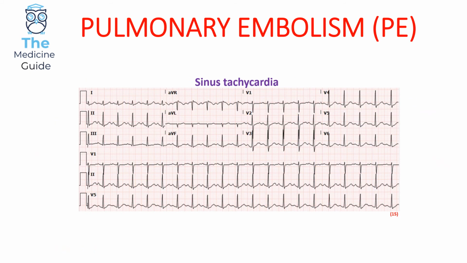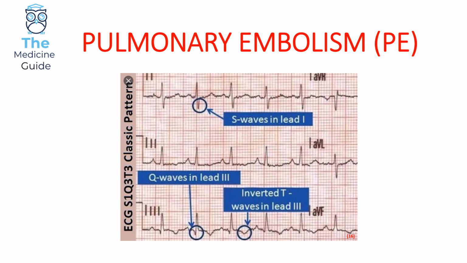Now, this is an example of sinus tachycardia, which occurs quite classically in an ECG of a patient with PE, and this is an example of the S1Q3T3 sign, which again is very classic of a PE. So you've got deep S waves in lead 1, so that's the S1, and then the Q3 is when you've got very deep Q waves in lead 3, and then T3 describes inverted T waves in lead 3. So the two classic features of a PE on an ECG involve sinus tachycardia, as we saw previously, and the S1Q3T3 sign, which is this particular ECG finding.